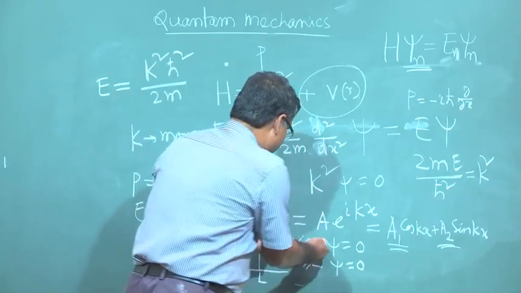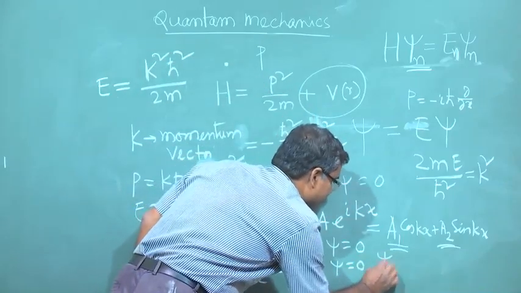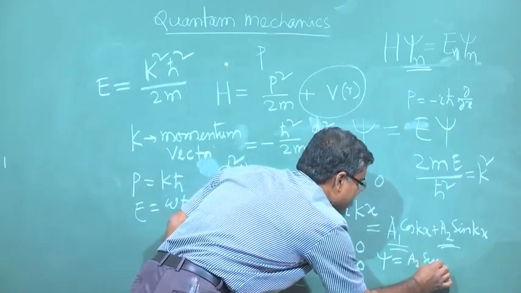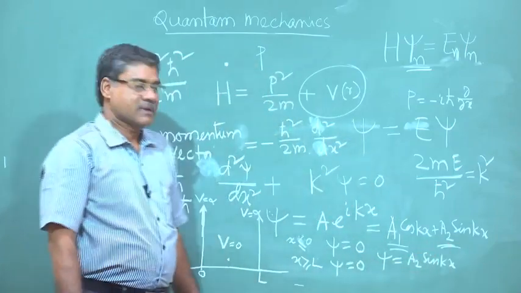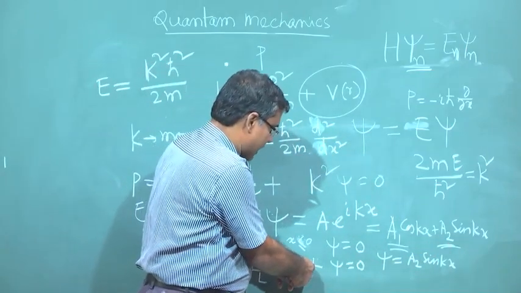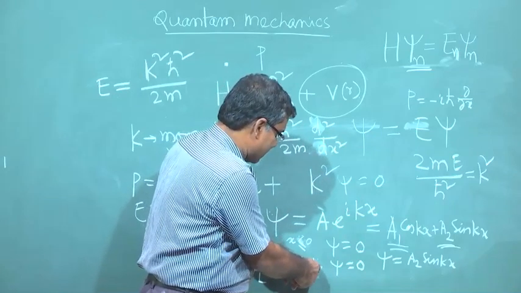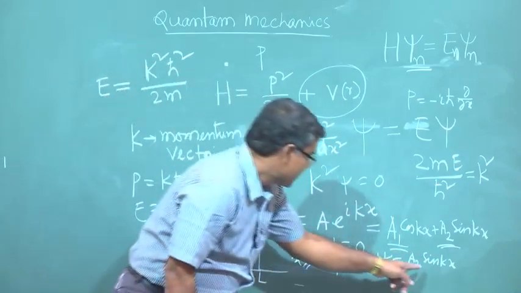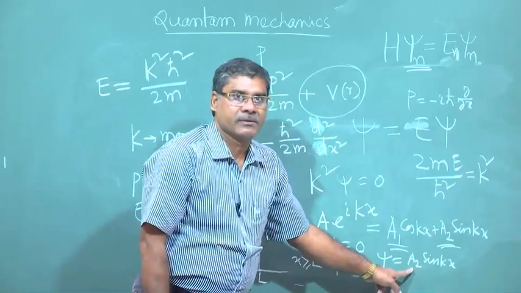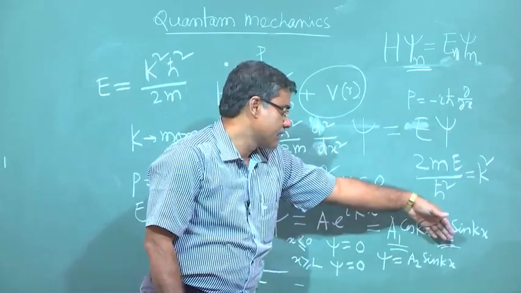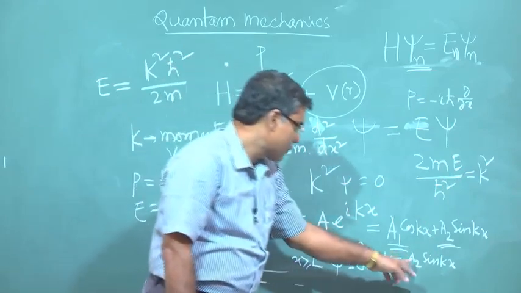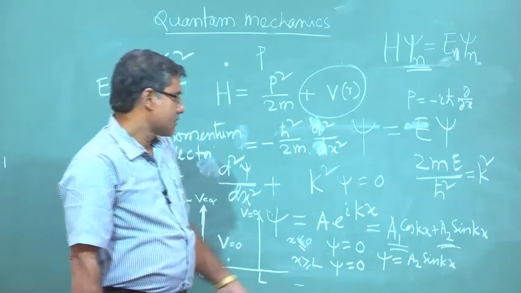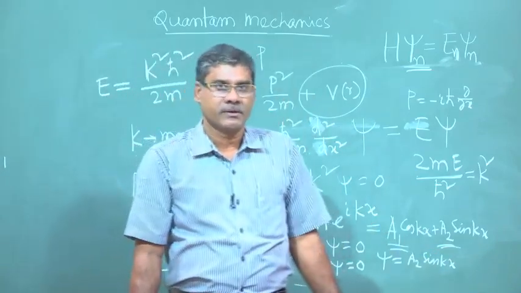So A1 equals 0 then. After this condition I will get A2 sin kx; that is the solution. Now the second condition I have to apply: when x equals L, psi equals 0. A2 cannot be 0, because then there would be no existence of the solution. So sin KL has to be 0. When will it be 0?